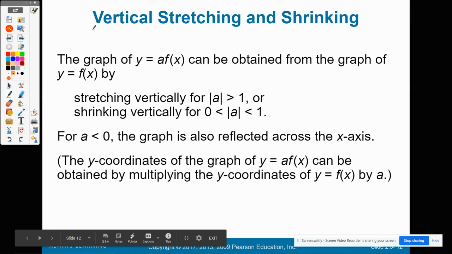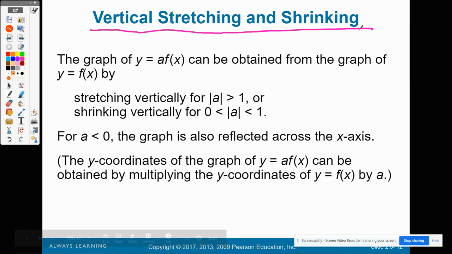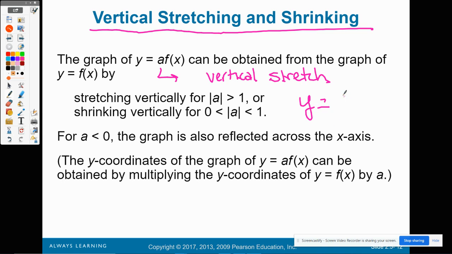Vertical stretch and shrinking. We used to call this a stretch factor, and this is also a little bit confusing, but it's not super bad. If there's a number in front, we call it a vertical stretch, and that's what you're used to seeing. y = 2x² is a vertical stretch. If the number is between 0 and 1, we call it a shrink. A stretch if it's bigger than 1, a shrink if it's less than 1. So y = 1/2 x², we call it a vertical shrink.